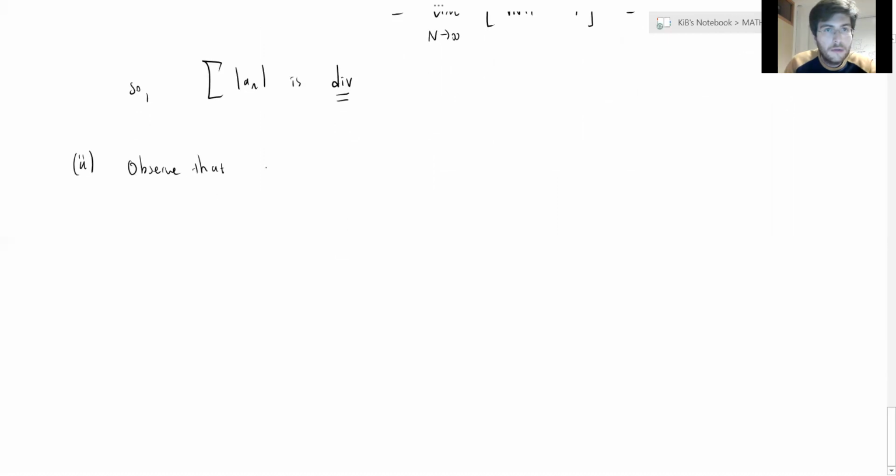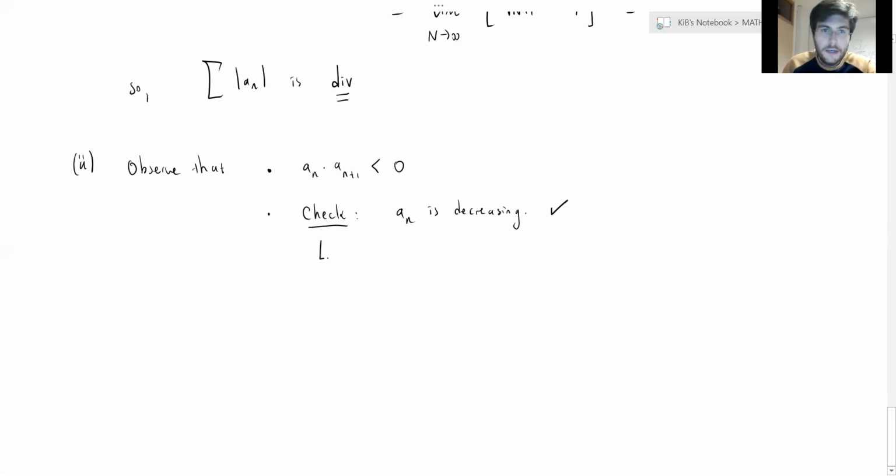The first observation, as before: if you look carefully, your sequence is itself alternating. No problem, this is clear. And this is tricky, so you should check it. I leave it as an exercise: check that a_n is decreasing. Actually, it is decreasing.